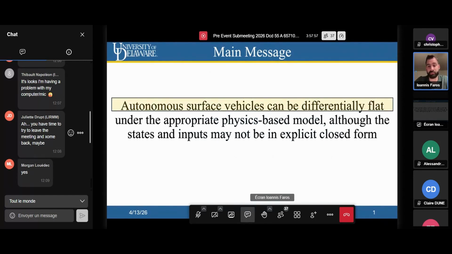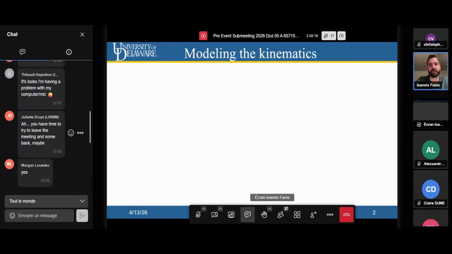Autonomous surface vehicles can indeed be differentially flat, of course, under the appropriate physics model, but states and inputs may not be in an explicit closed form. And we're going to see why this statement holds. But before that, let's see what people are using in the literature to model autonomous surface vehicle kinematics.